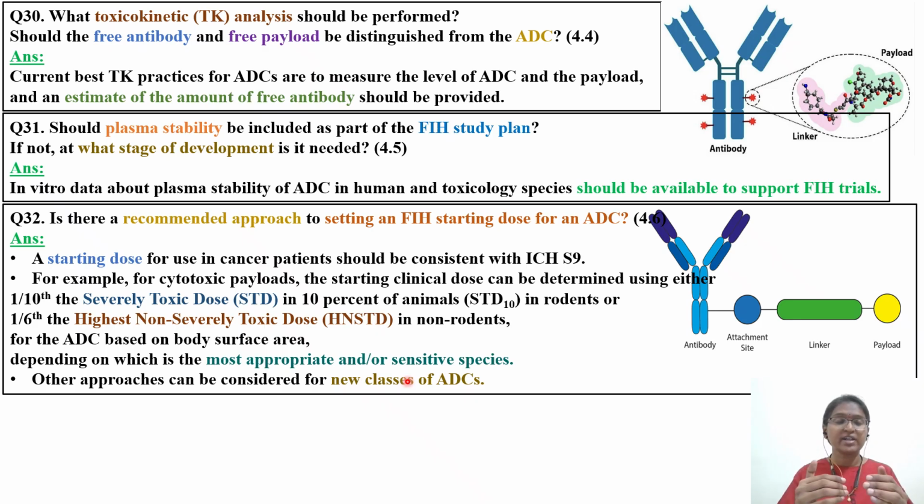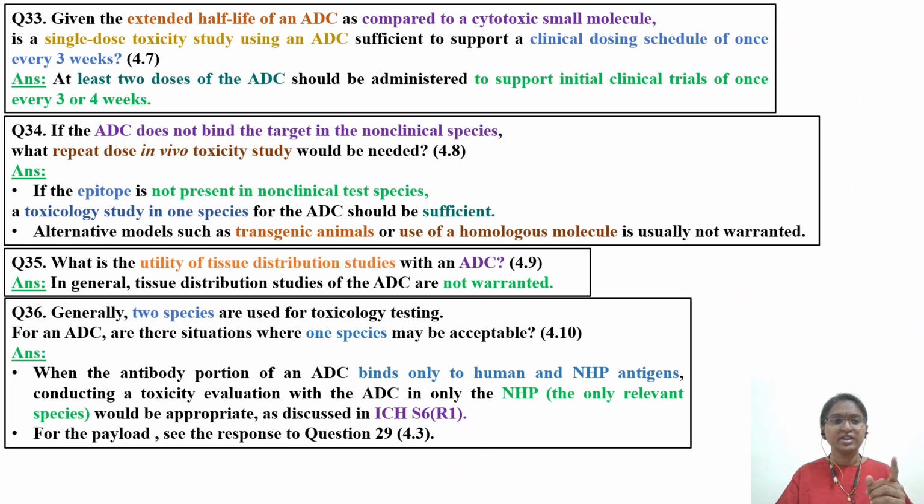Whenever we are working with these anti-cancer drugs, we have to identify the most relevant species. The receptor these anti-cancer drugs go and bind to in the tested species, those species should also have those receptors. Okay, other approaches can be considered for new classes of antibody-drug conjugates. So hope from this we have discussed FIH, first in human dose, how it is important, and how TK is important, in this slide. Okay, now we'll go to question number 33.